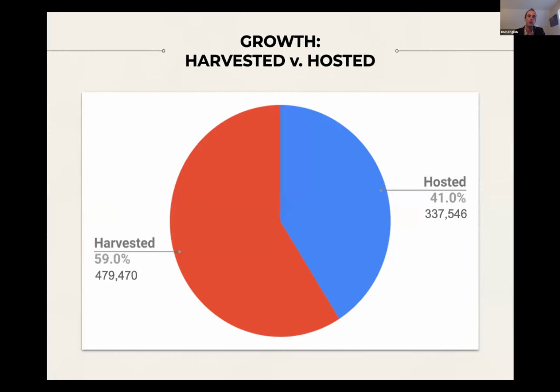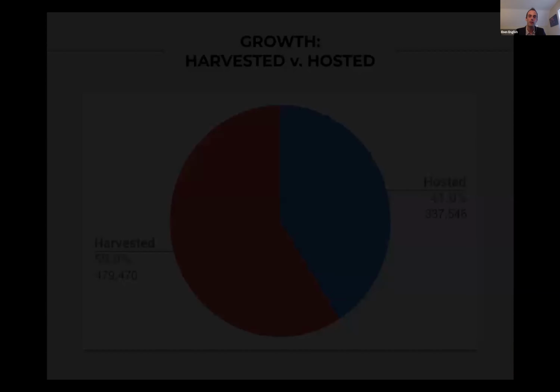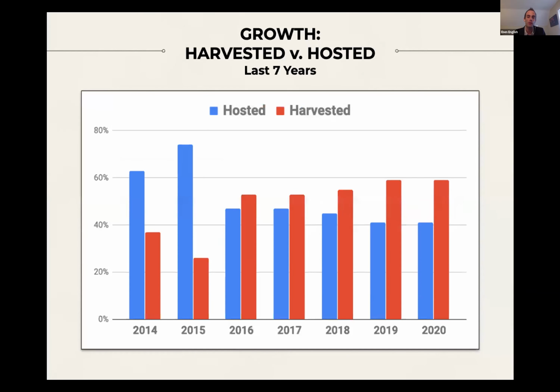In terms of the split between harvested and hosted content, currently about 60% of the material is harvested and about 40% is hosted. That proportion has pretty much remained steady over the last 3 years or so. So that's basically where we're at and where we've continued to be. We'll see how that goes in the future.